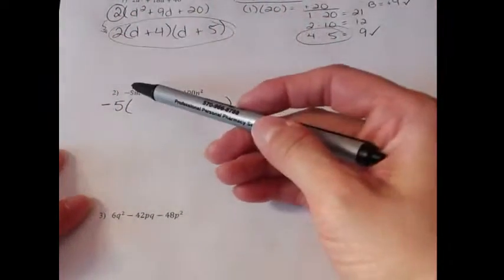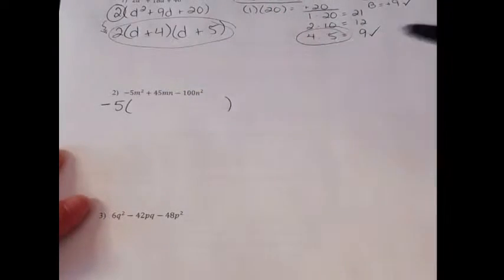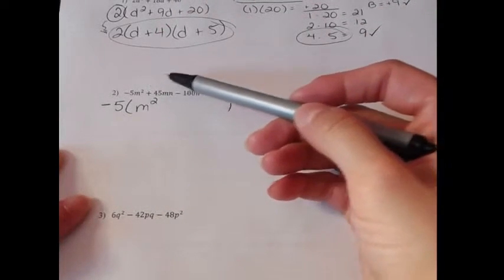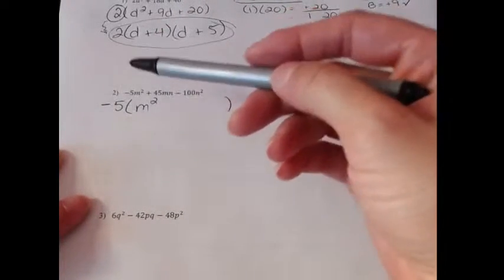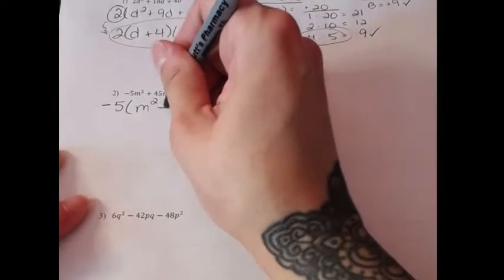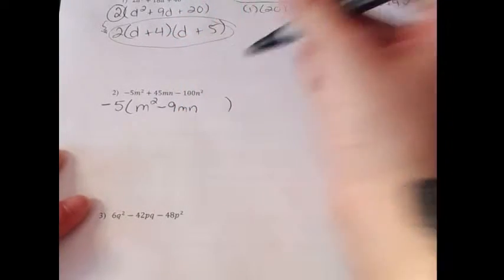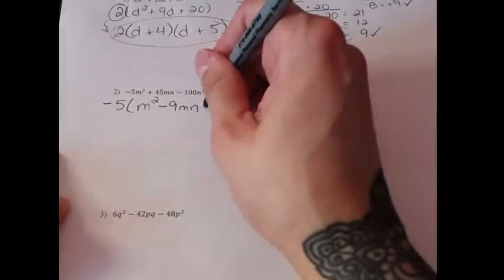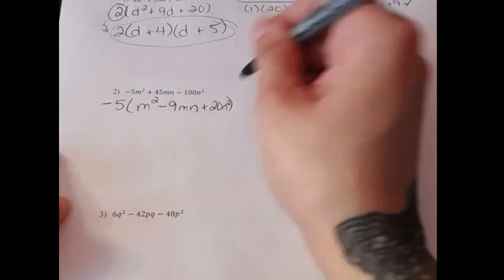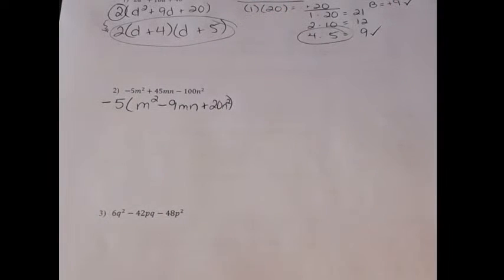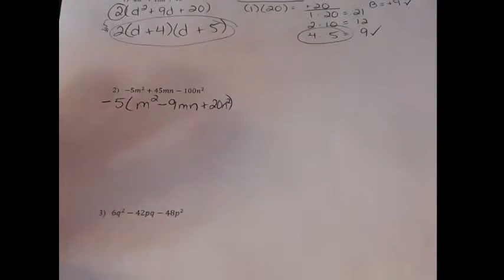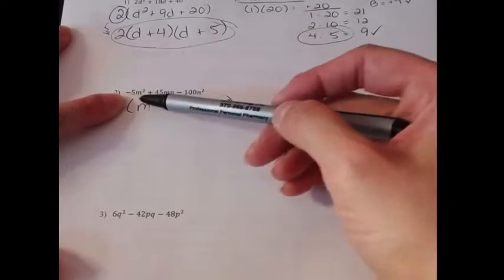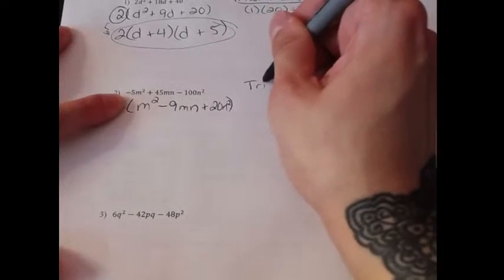Let's factor that out. Negative 5m squared divided by negative 5 is simply m squared. Positive 45mn divided by negative 5 is going to be negative 9mn. Negative 100n squared divided by negative 5 is a positive 20n squared. Okay, notice your variables. I'm going to go ahead and cover up my negative 5, and I'm still going to notice trinomial, leading coefficient of 1, trial and error.